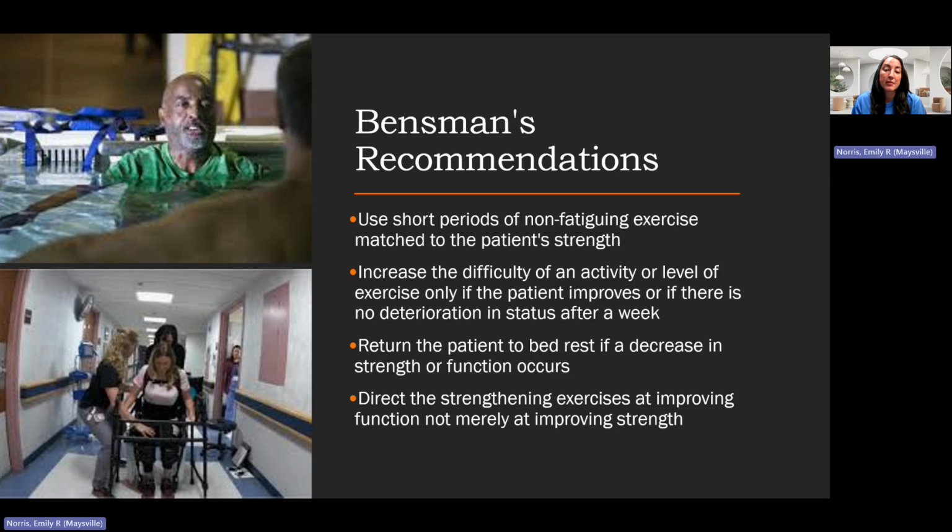Return patients to bed rest if they start to decrease their strength or function. If you see a big decline, then they're probably doing too much and they need to be on bed rest again. Direct the strengthening exercises at improving function, not just improving strength. Function is going to be the forefront of your brain and the top priority of the goals for every neurological patient, period.